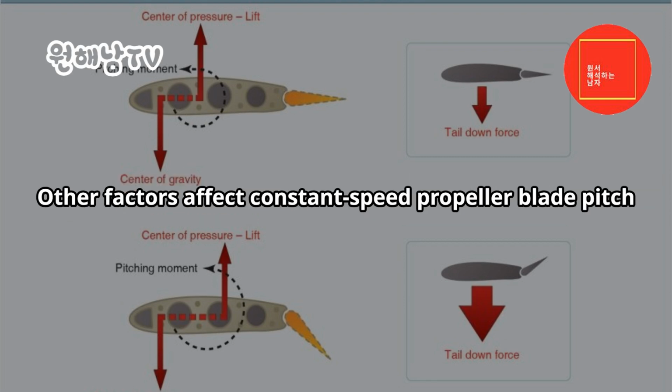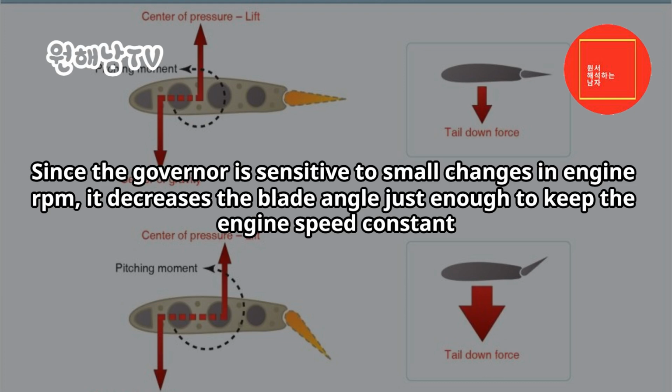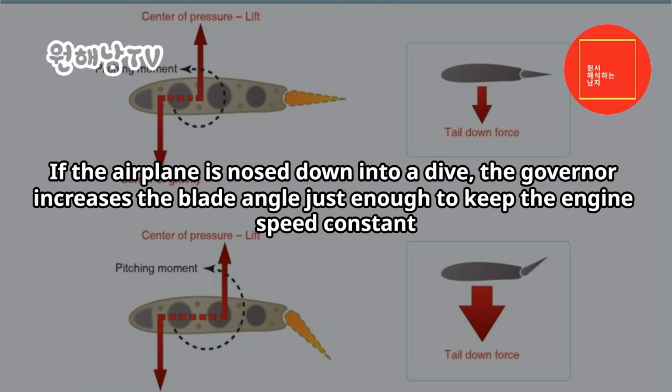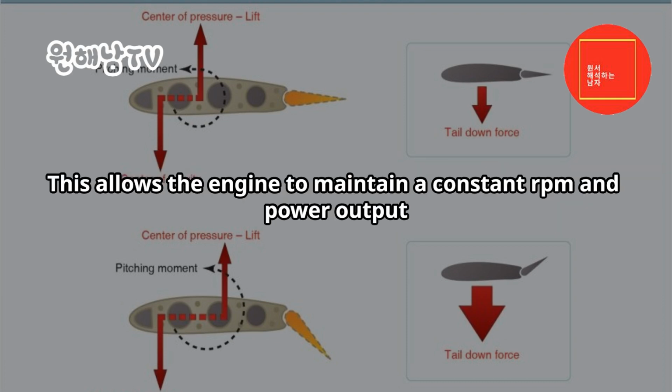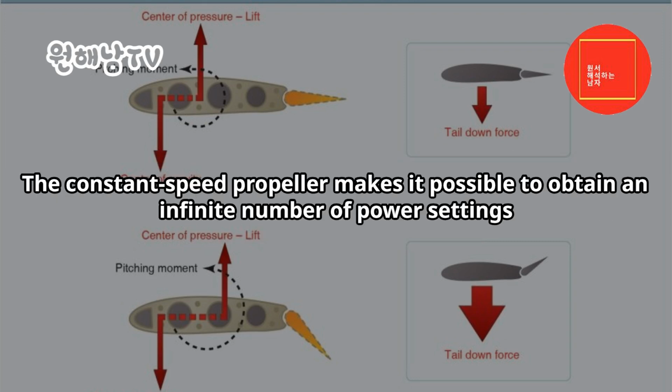Other factors affect constant speed propeller blade pitch. When an airplane is nosed up into a climb from level flight, the engine tends to slow down. Since the governor is sensitive to small changes in engine RPM, it decreases the blade angle just enough to keep the engine speed constant. If the airplane is nosed down into a dive, the governor increases the blade angle just enough to keep the engine speed constant. This allows the engine to maintain a constant RPM and power output. The pilot can also set engine power output by changing RPM at a constant manifold pressure, by changing the manifold pressure at a constant RPM, or by changing both RPM and manifold pressure. The constant speed propeller makes it possible to obtain an infinite number of power settings.